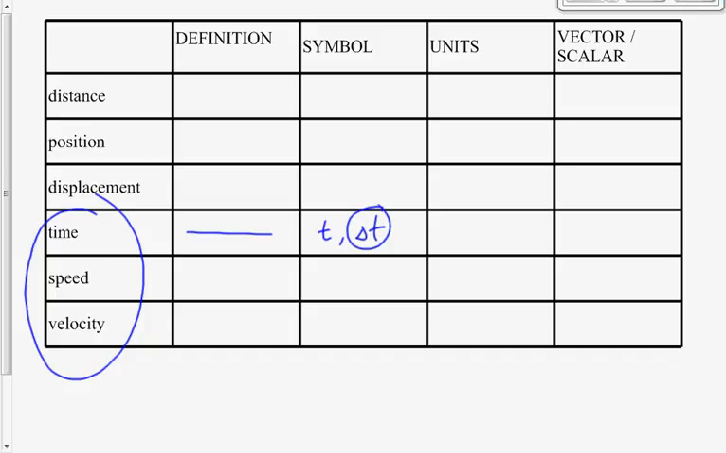The units for time: hours, minutes, days, years. The standard unit is the second. If in doubt, go with seconds.